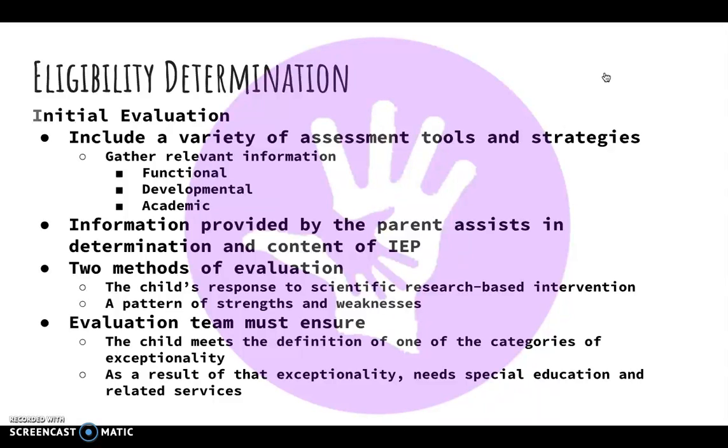There are two methods of evaluation. The first one is the child's response to scientific research-based intervention, and then the second one is observing a pattern of strengths and weaknesses over time. The evaluation team must ensure that the child meets the definition of one of the categories of the exceptionality, and then, just as important, as a result of the exceptionality, special education is needed.